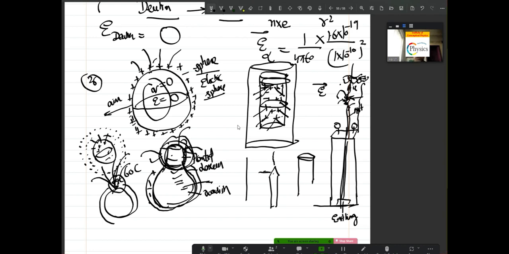So if you want to keep a charge for a longer period of time, always keep it on a body which can hold the charge in a uniform manner and does not allow the charge to get concentrated at a single place. So it's a sphere only. Exactly.